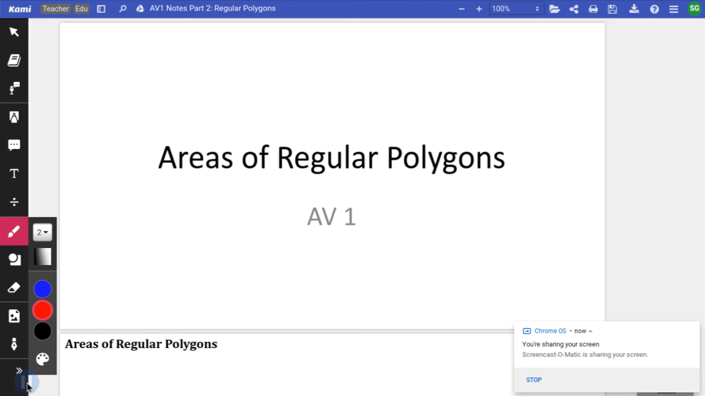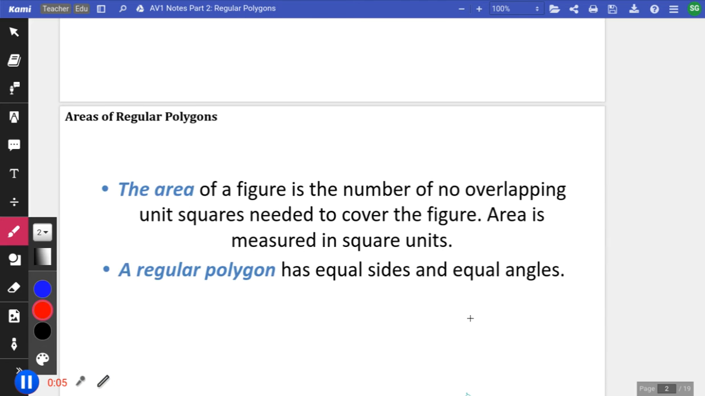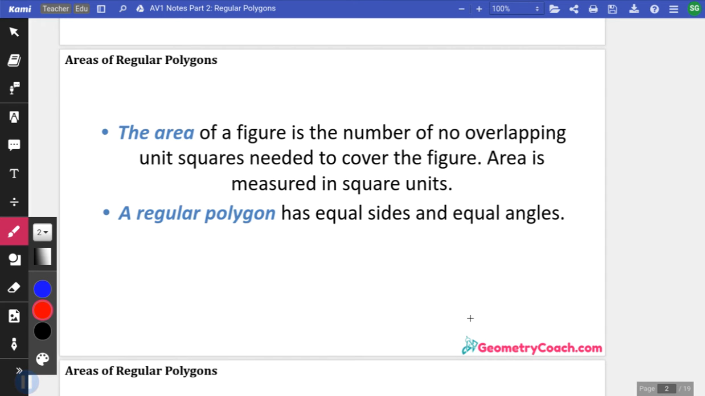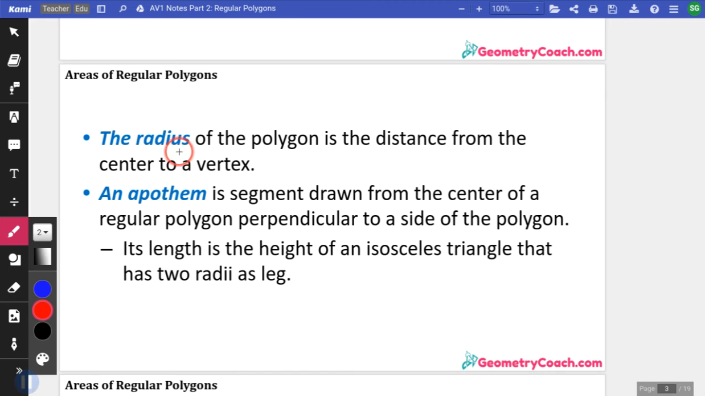Starting to figure out the area of regular polygons today. So the first couple of slides here have a whole lot of vocab. These two, you know, the area and a regular polygon has equal sides and equal angles. And then, did you know that a polygon has a radius? And then it has an apothem. And I'm going to show you this in a picture.